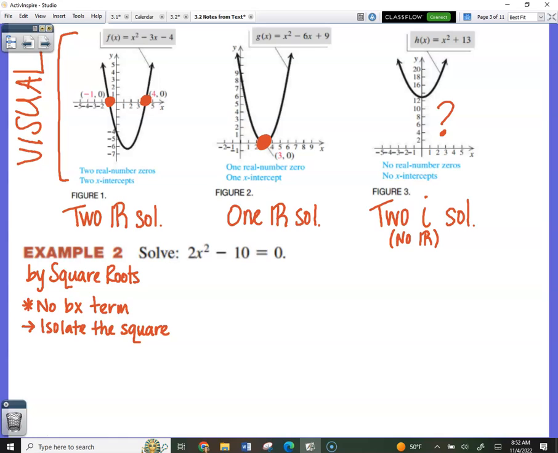Let me add to that. Isolate the squared part. And I'm going to say part because I'll show you an example over here. Sometimes it's not a single x, sometimes it's a parentheses of a binomial. Once you isolate the squared part, then you're going to use the square root feature to solve.